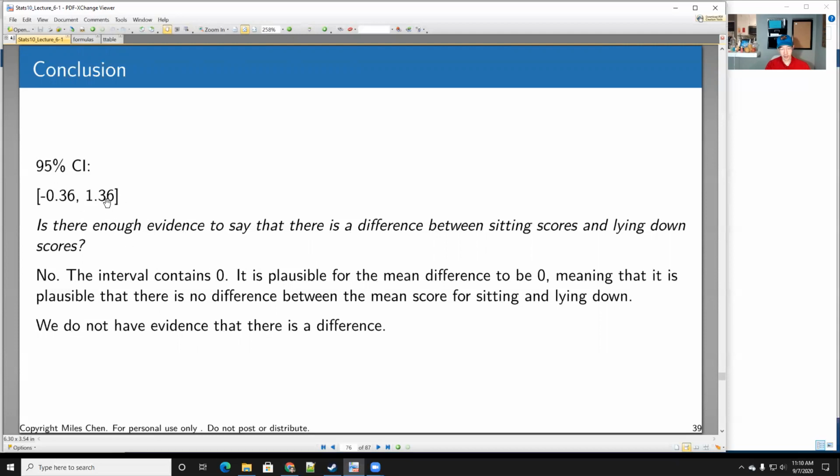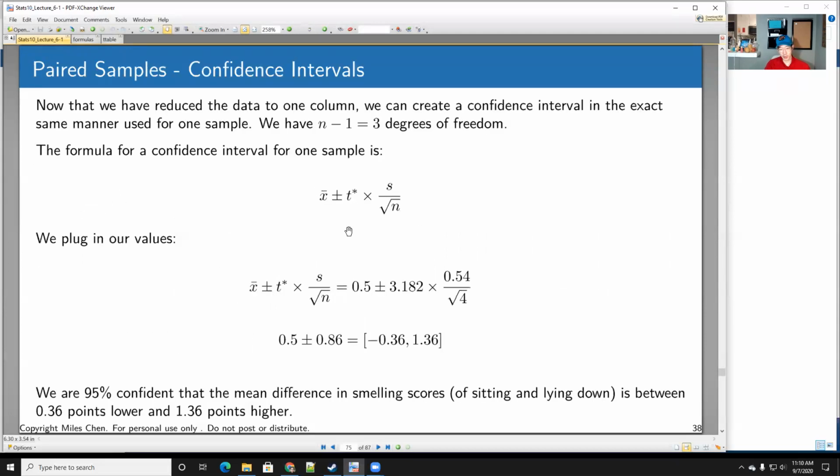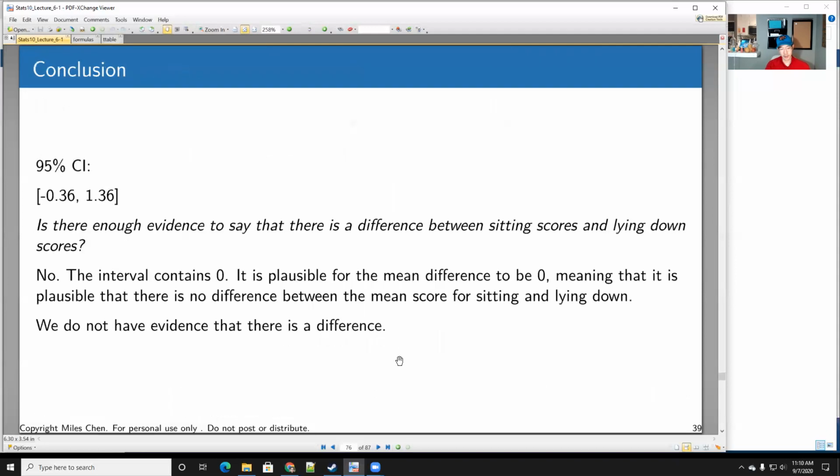So again, we treat this as if it's one sample, but then the question is, could the mean of the sample be 0? And here the mean of the sample could be 0, so we do not have evidence that it's different from 0.